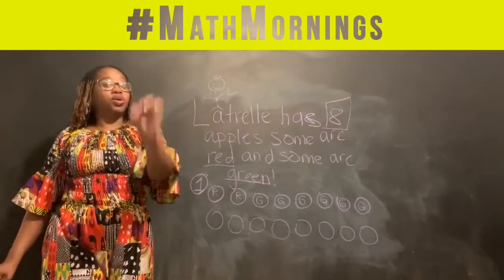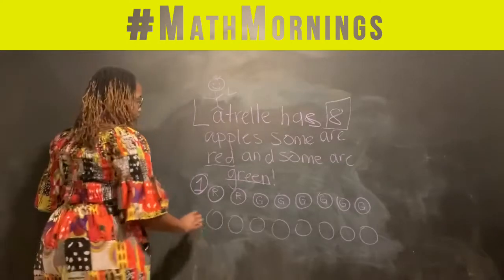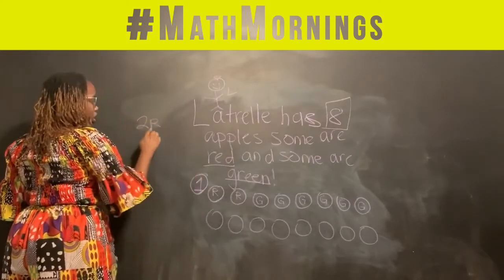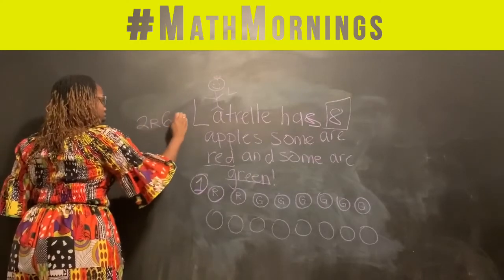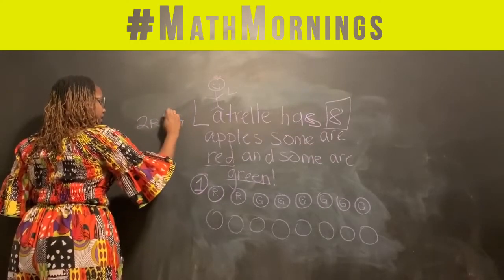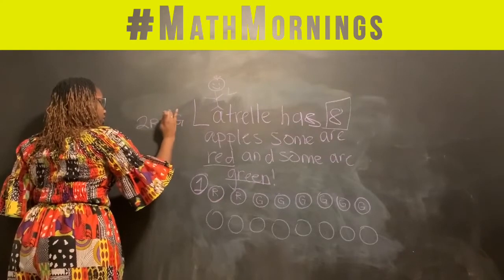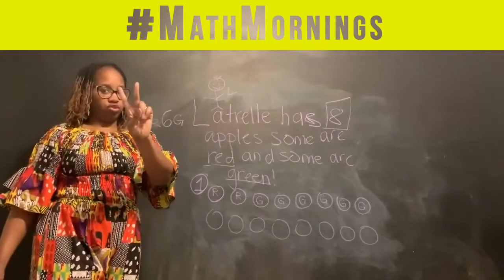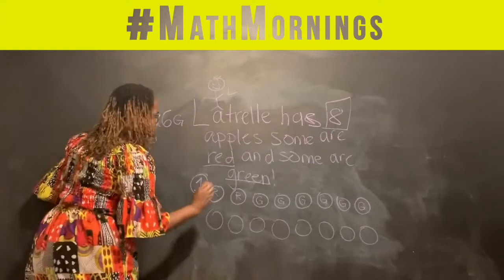So Latrell could have 2 red apples. I'm just going to do an R. And 6 green apples. And that 6 kind of looks like a G. Trying to be a little too fancy. Right? He could have. Now, I'm going to show you the second one. It's a possibility.